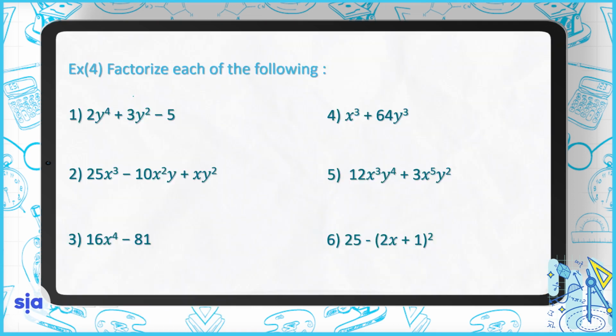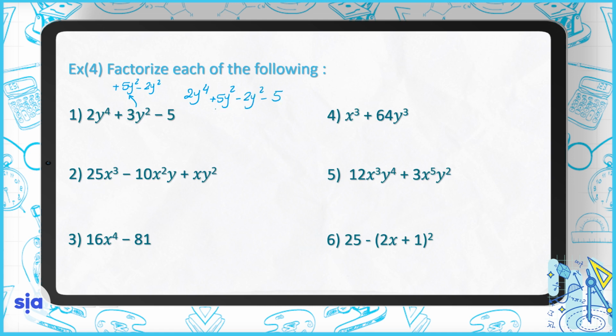Let's move on to another type of question, which is the factorization type. How can we factorize the first one? Yes, excellent. We're going to separate the plus 3y squared into, so this 3y squared, we can make it as plus 5y squared minus 2y squared. So we're going to write this as 2y to the power of 4 plus 5y squared minus 2y squared minus 5.